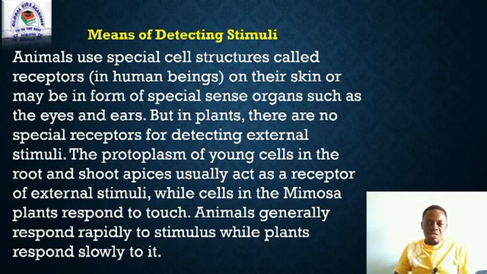Animals have some special cell structures on their body, particularly on their skin, like touch receptors, chemoreceptors, and other forms of receptors like thermoreceptors. Then in plants, there are no special cell structures for detecting, except the protoplasm of their young shoots and roots.